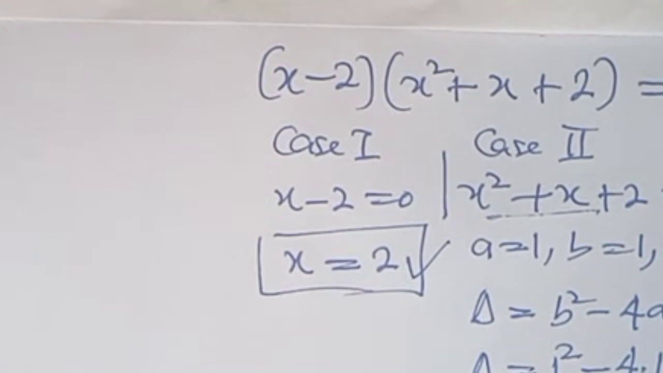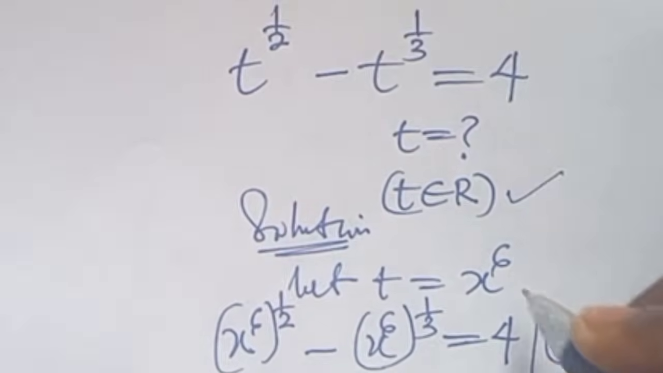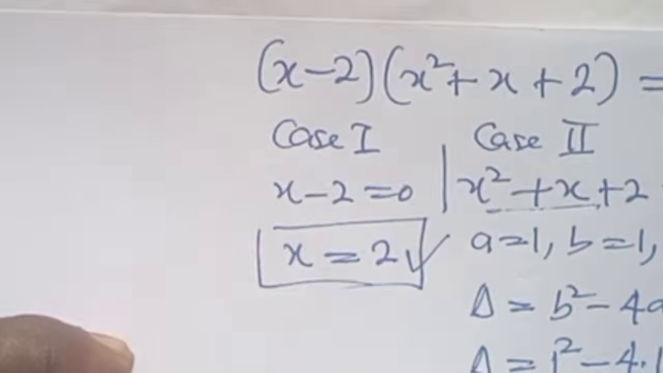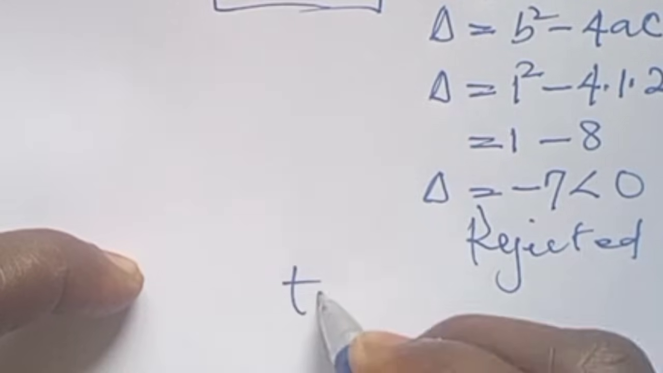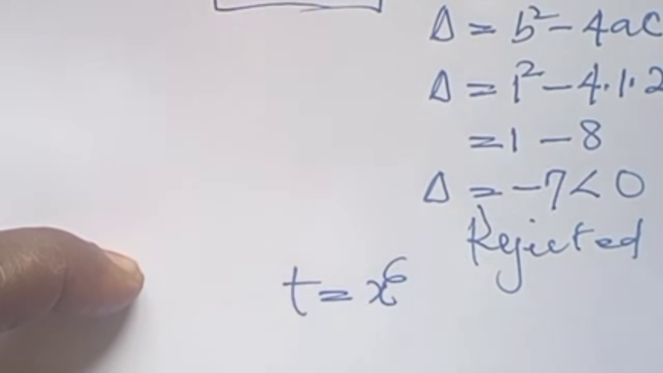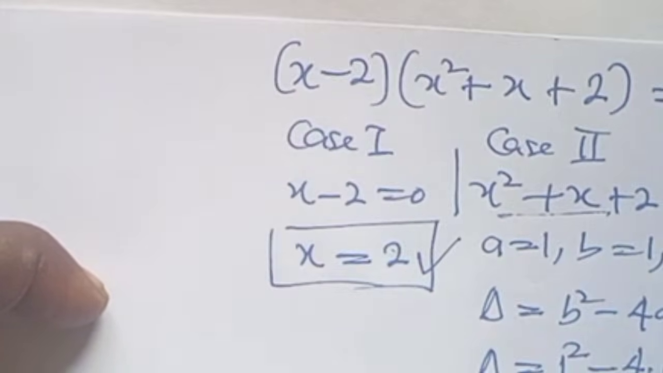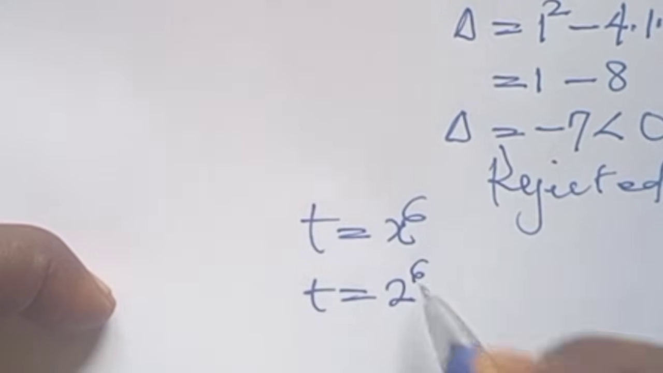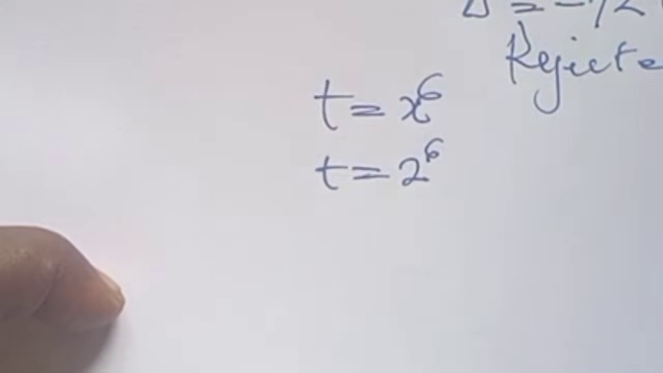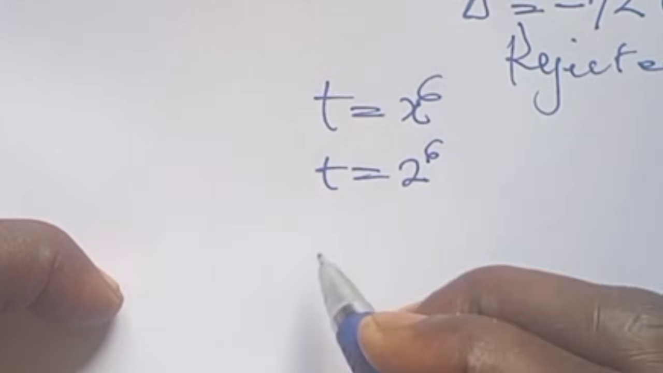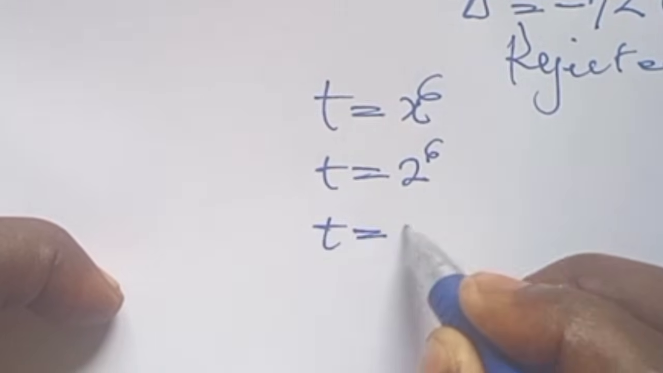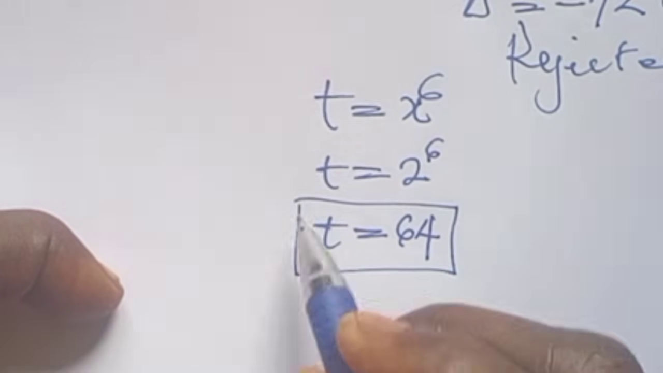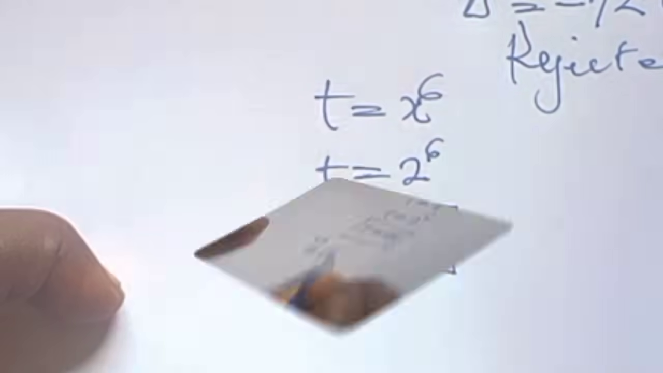Alright, let's continue. I'd like you to recall that t was assumed as x to the power of 6. That is, t equals x to the power of 6. And x is 2. So that t will be equal to 2 to the power of 6. And 2 to the power of 6 is equal to 64. So this is the value for t, and it is a real number.